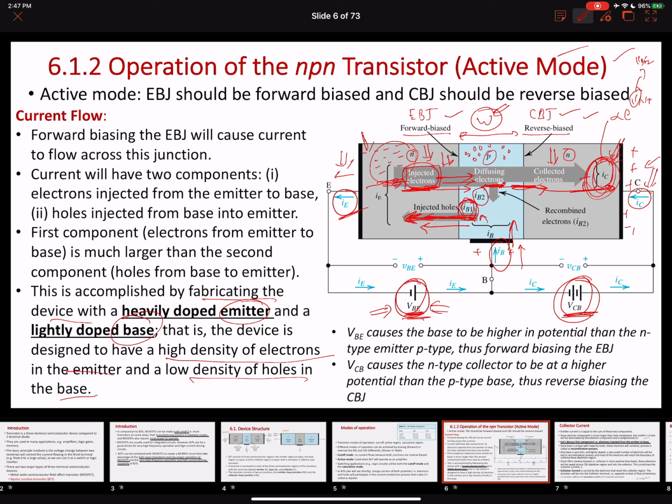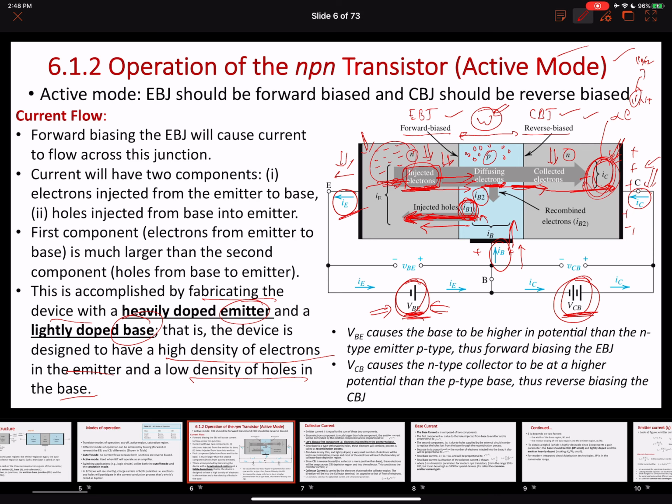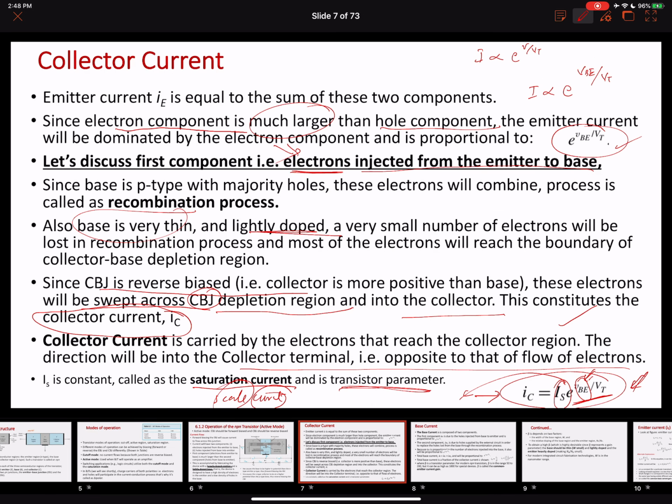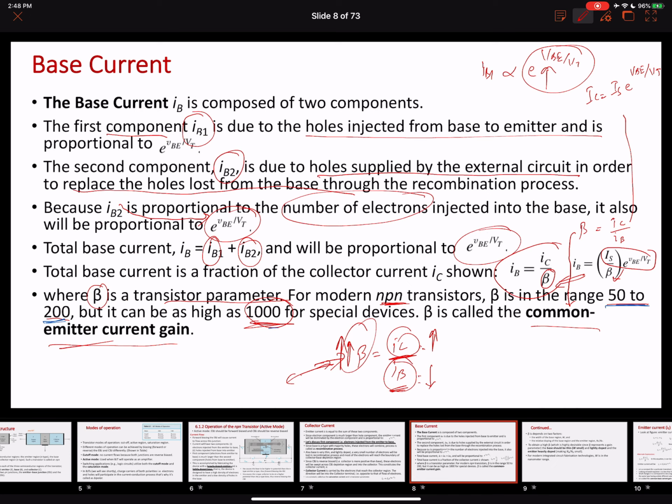And what happens at the base terminal is that we have base holes that were injected from the base to the emitter region. Some of these holes are also drawn from the external circuit, the number of which is equal to the holes that were lost in the recombination process. Then we also figured out that all of these currents are proportional to the biasing voltage, VBE over VT. We derived the value of the collector current. We also derived the value of the base current, which is equal to IB1 plus IB2.